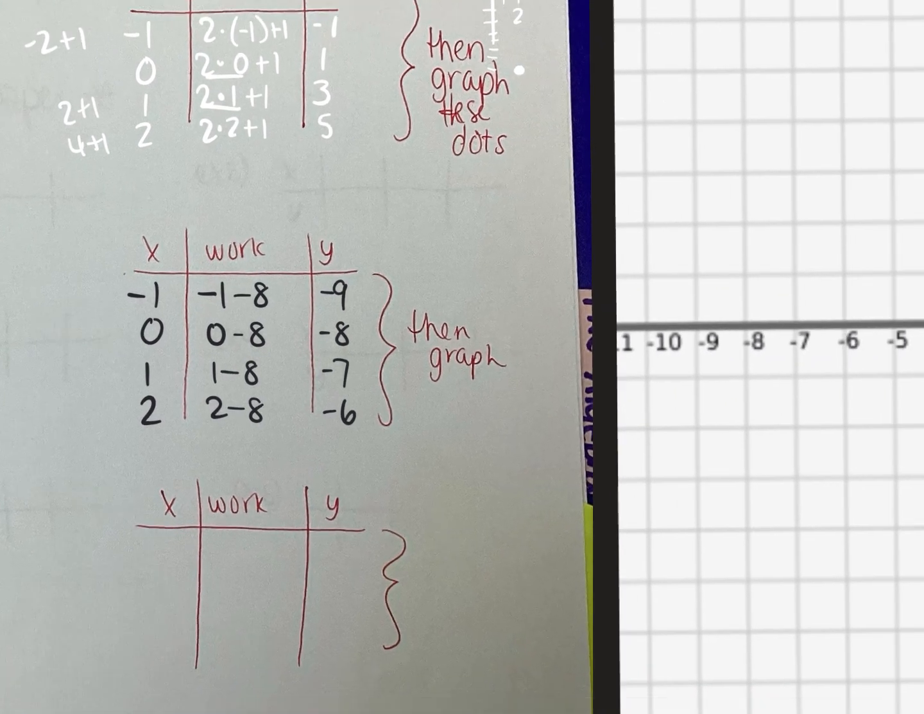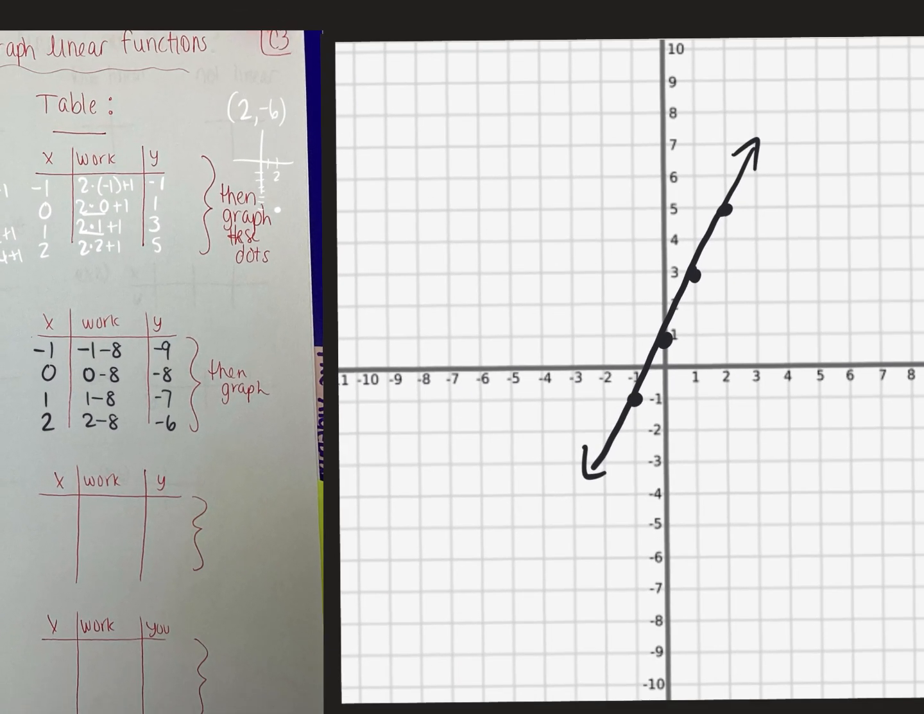Now we need to graph it. So go to your graph paper, and you're going to need to make another table. You're going to need another x and y axis. So I'm going to erase my first one. I need a dot at sideways to negative 1, down to negative 9. Sideways 0, down to negative 8. Sideways 1, down to negative 7. Sideways 2, down to negative 6. Connect with arrows.